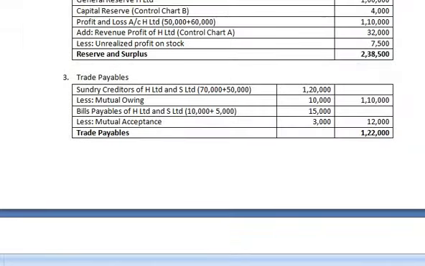Now if you look at the third note to the balance sheet, that is trade payable, we have taken the sundry creditors of H Limited and S Limited from the balance sheet, that is 70,000 plus 50,000, that is 1,20,000. Then you have to less the mutual owing, that is 10,000, so you'll have 1,10,000. Then also bills payable of H Limited and S Limited from the balance sheet, 10,000 plus 5,000, you get 15,000. Then you less the mutual acceptance of rupees 3,000, you get 12,000. So the total trade payable will be 1,22,000.